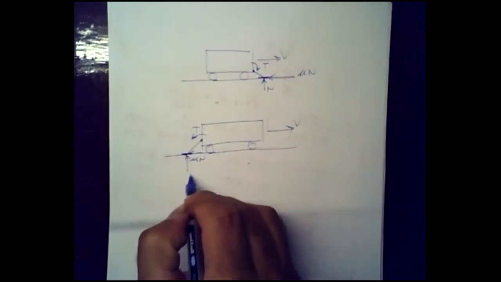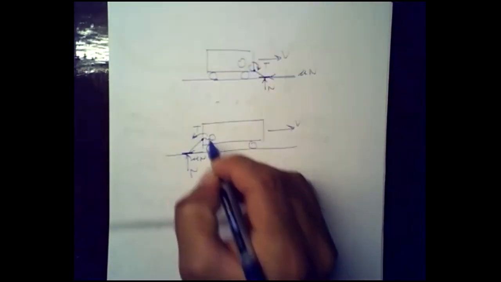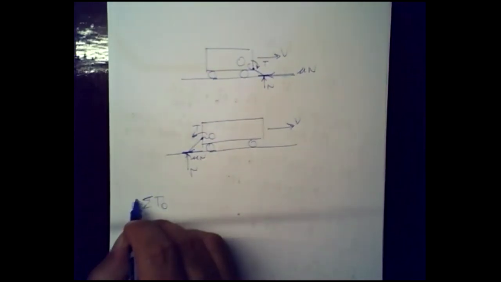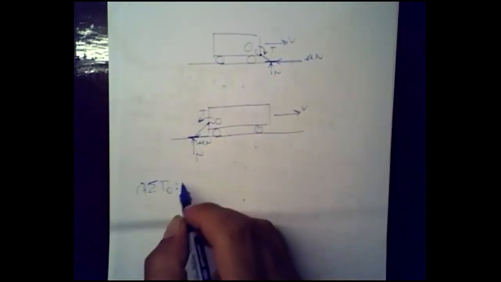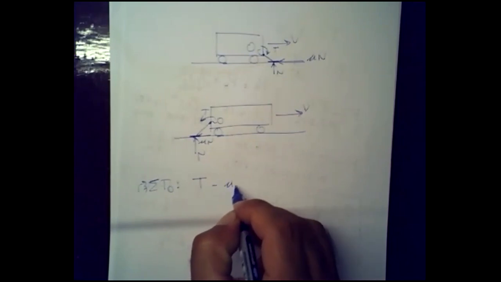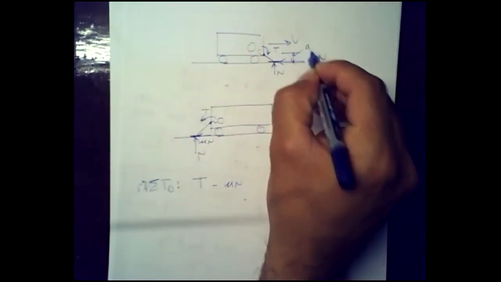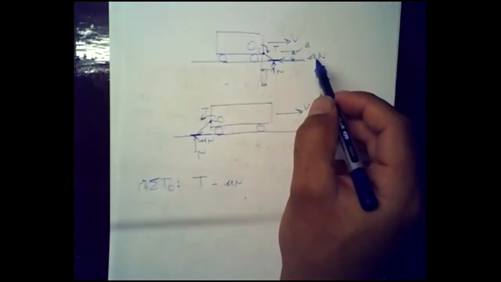And then this is going to be your normal torque. So what I would like to do right now is sum the torques about point O on the top figure. If I'm using clockwise directions, I'm going to get T minus mu N. So I need to know that distance. I'm going to call that distance A, and the distance from here B, which are the moment arms of the friction and the moment arm of the normal force.